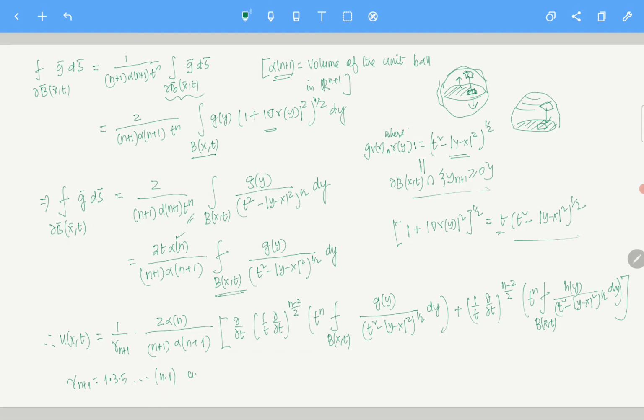And what is alpha n? As I told you, alpha n is just the volume of the unit ball, or unit sphere, whatever you want to call it. This is pi power n by 2 by the gamma function of n plus 2 by 2. In higher dimension, I'm just explicitly writing it down; there is no special need. If you want, you can calculate gamma n also, that's not a problem. Gamma n is given by this.